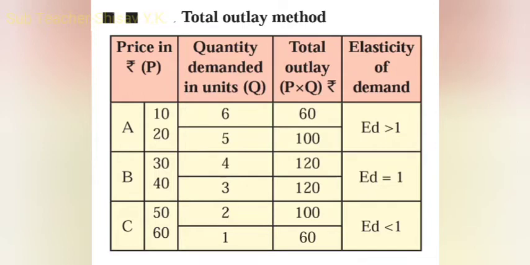Then third example, C. Original price is rupees 50 and quantity demanded is 2 units. Therefore, total expenditure is rupees 100. When price rises to rupees 60, quantity demanded falls to 1 unit and total expenditure incurred is 60 rupees. In this case, total outlay is less than original expenditure. Hence, elasticity of demand is less than 1, that is ED less than 1. That is a relatively inelastic demand.